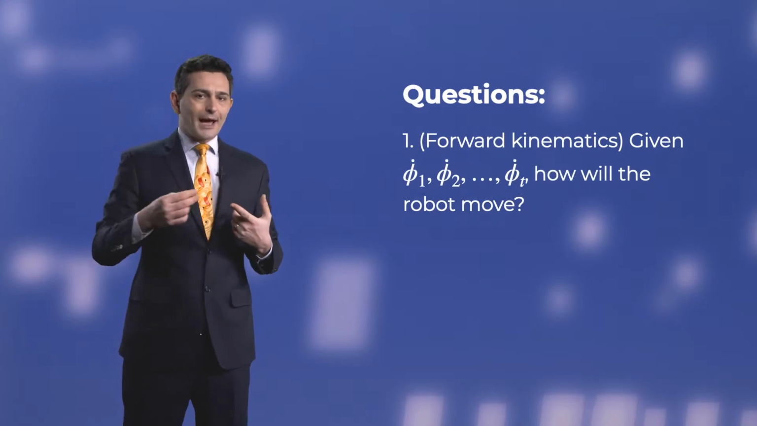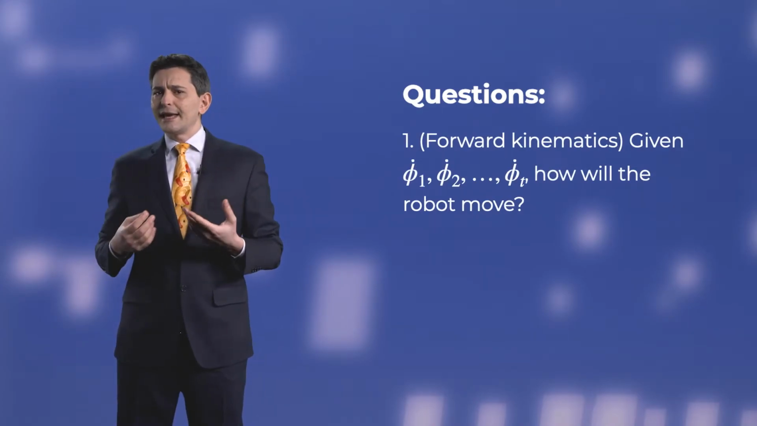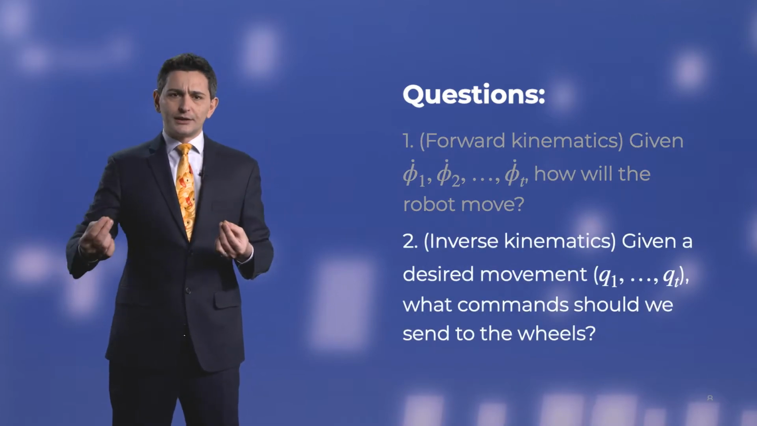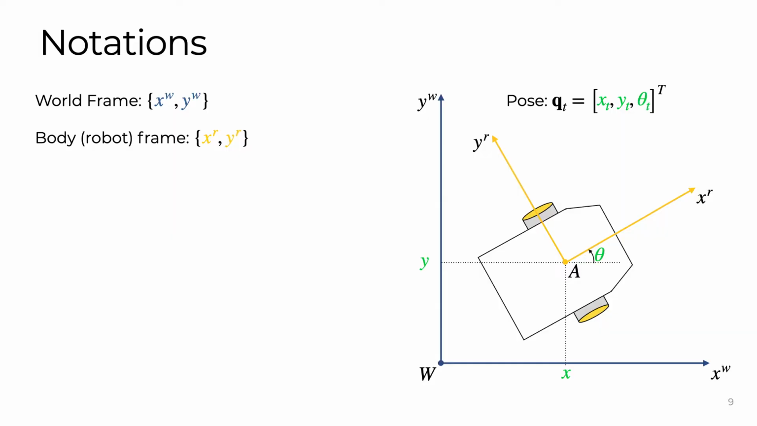The first one is, given a sequence of commands to the wheels, how will the robot move? On the other side, if we want the robot to move in a certain way, which commands to the wheels should we send? We know that the pose of a robot is the position and the orientation of the body frame with respect to the world frame.